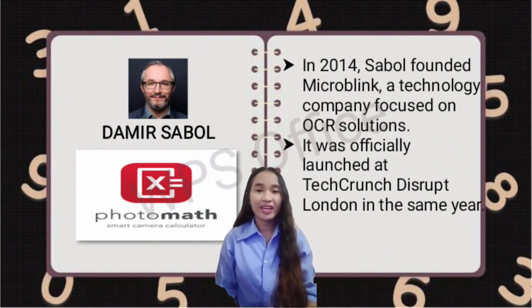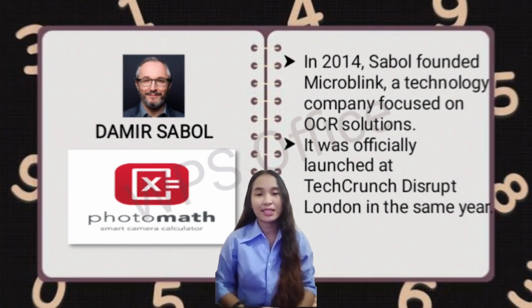But where and when was Photomath developed? Actually, in 2014, Sabul founded Microblink, a technology company focused on OCR solutions, to work on Photomath. Photomath was officially launched at TechCrunch Disrupt London in the same year, initially supporting only printed math problems. However, Photomath gained popularity, and Sabul and his team continued to improve and expand its capabilities.